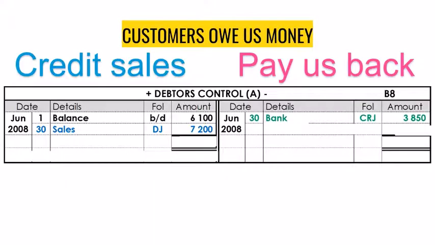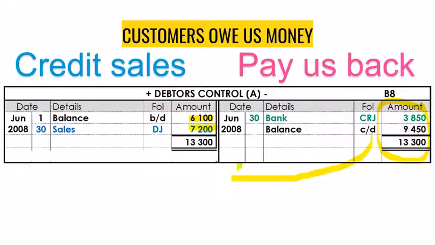Then we're not done, we have to balance. So we take the values on the plus side, add them together, get the total. Then you have to write that total in the amounts column on the minus side as well. Then you have to get the difference between these two values and call it balance CD. And that is the amount that customers still owe us when the next month starts. So you have to bring that balance down to the 1st of July on the positive side.